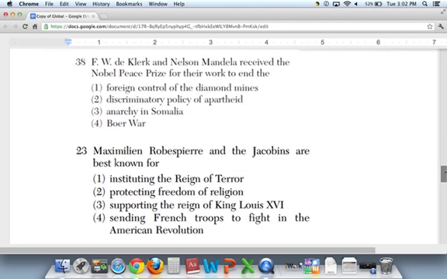So if you learned about Nelson Mandela, he was involved with apartheid, and so the apartheid was the segregation of whites and blacks in South Africa, which resulted in a lot of discrimination. So we can right away eliminate 1, 3, and 4 because they had nothing to do with discriminating. And so the obvious answer would be 2. Discriminatory policy of apartheid. So number 38 is 2.